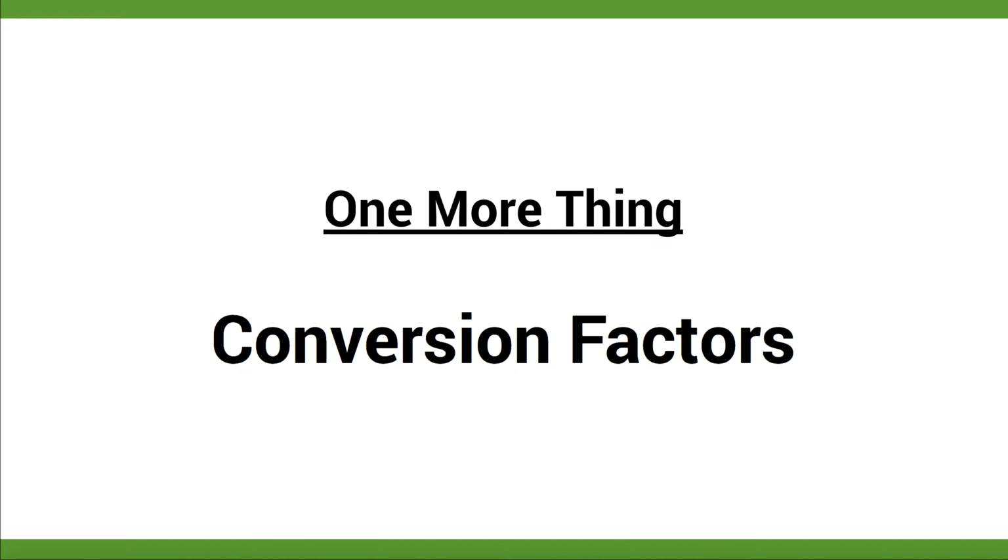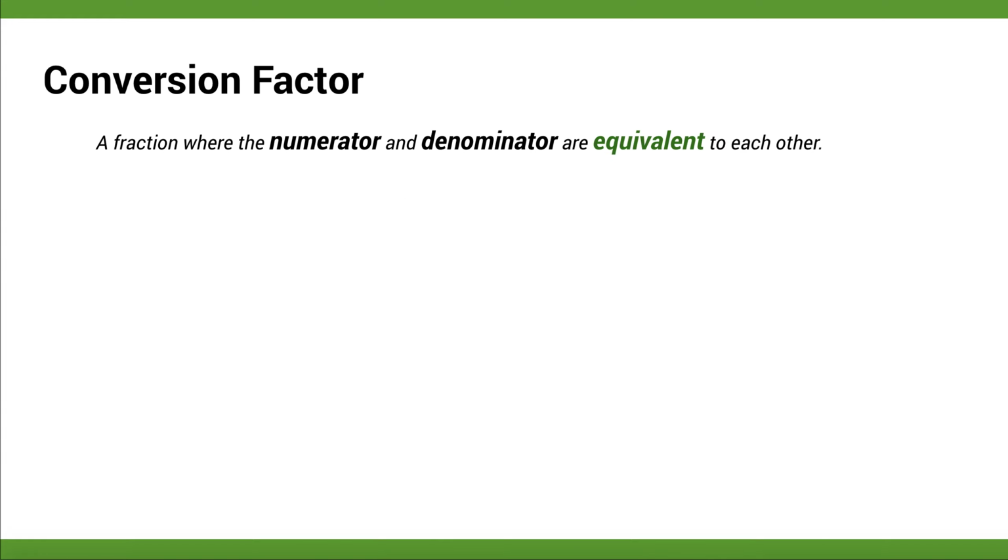Now, there's one more important thing as we approach the calculation part of dimensional analysis, and that's called a conversion factor. What is a conversion factor? It's basically a fraction where the numerator and denominator are equivalent to each other, and we're going to see some examples of how to set up a conversion factor. The key thing is how to set up a legitimate conversion factor.